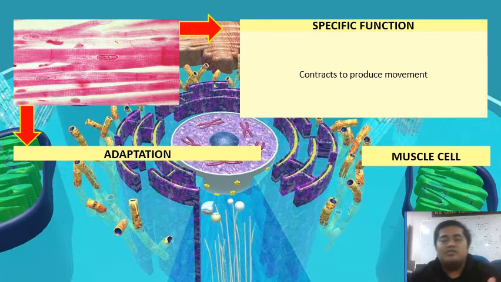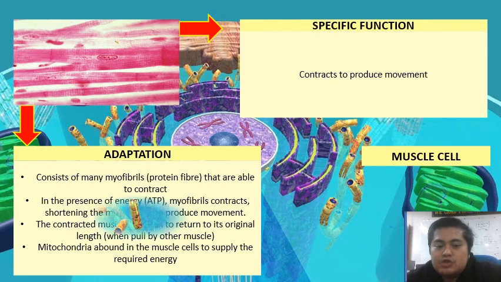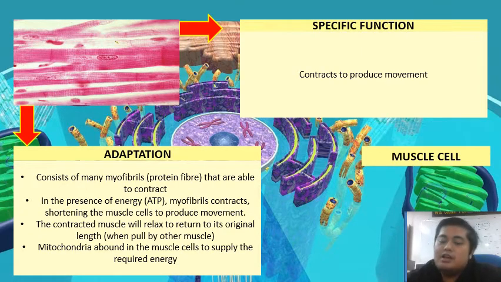So dia punya specific function adalah untuk contract dan relax untuk menghasilkan pergerakan. So the adaptation it consists of many myofibrils, which are the protein fiber that are able to contract in the presence of energy in the form of ATP. ATP tadi apa? Adenosine triphosphate. Myofibrils contract and shortening causes the shortening of muscle cell to produce a movement. The contracted muscle will relax to return back to its original state when is pulled by another muscle.